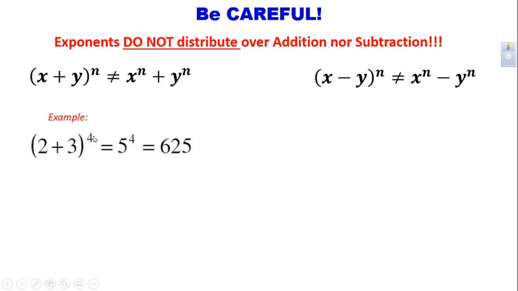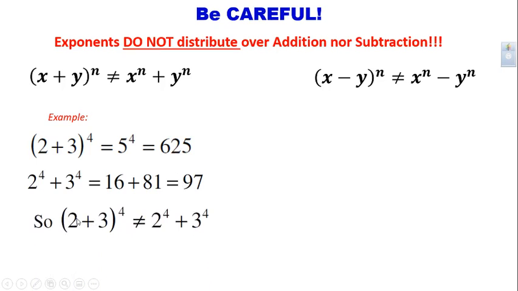If you have (2 plus 3) to the power 4, and we use PEMDAS, we will do what's in the parentheses first. 2 plus 3 is 5, and 5 to the power 4 is 625. However, if I did 2 to the 4 plus 3 to the 4, which would be the case if you could have distributed the 4, 2 to the 4 is 16, and 3 to the 4 is 81. When you add those, you get 97. It does not give you the same result. That means that (2 plus 3) to the 4 does not give you the same answer as 2 to the 4 plus 3 to the 4. So we cannot draw that conclusion about addition.